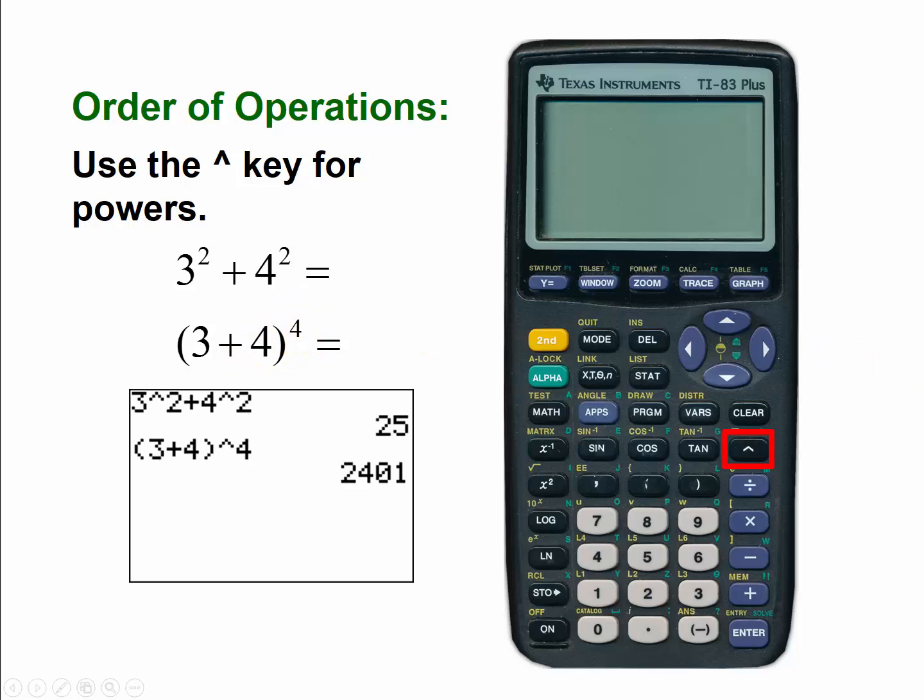So for the first problem, 3 squared, which is 9, plus 4 squared, which is 16, we get 25. And for the second problem, 3 plus 4 is 7. 7 raised to the 4th power is 2401.